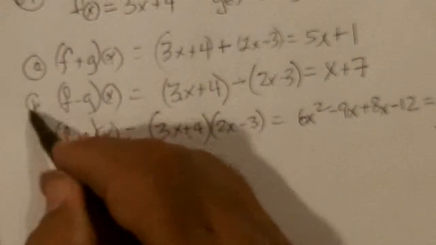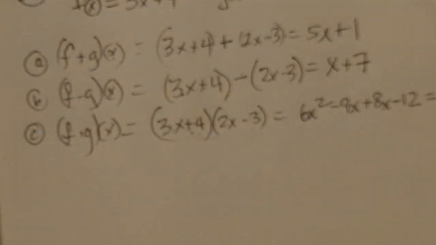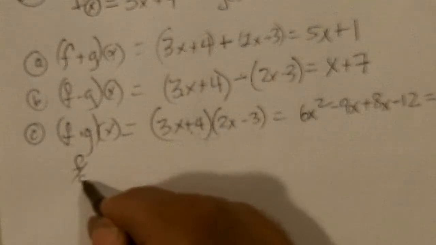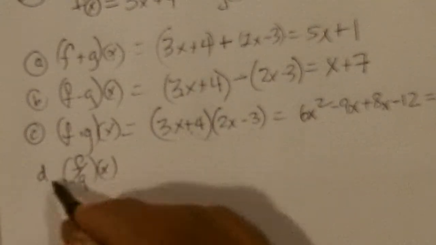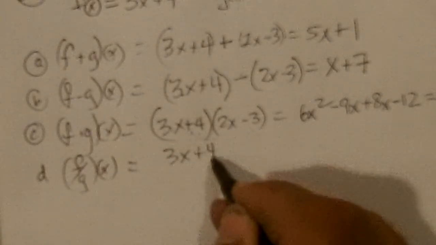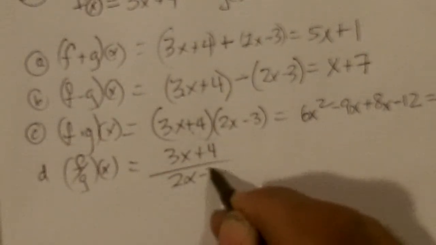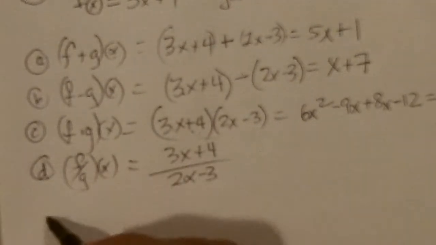A, B, C. Now we've got to divide them. F divided by g of x. So I'm not going to do much other than write them divided: 3x plus 4 over 2x minus 3, because there's not much you can do to simplify that.